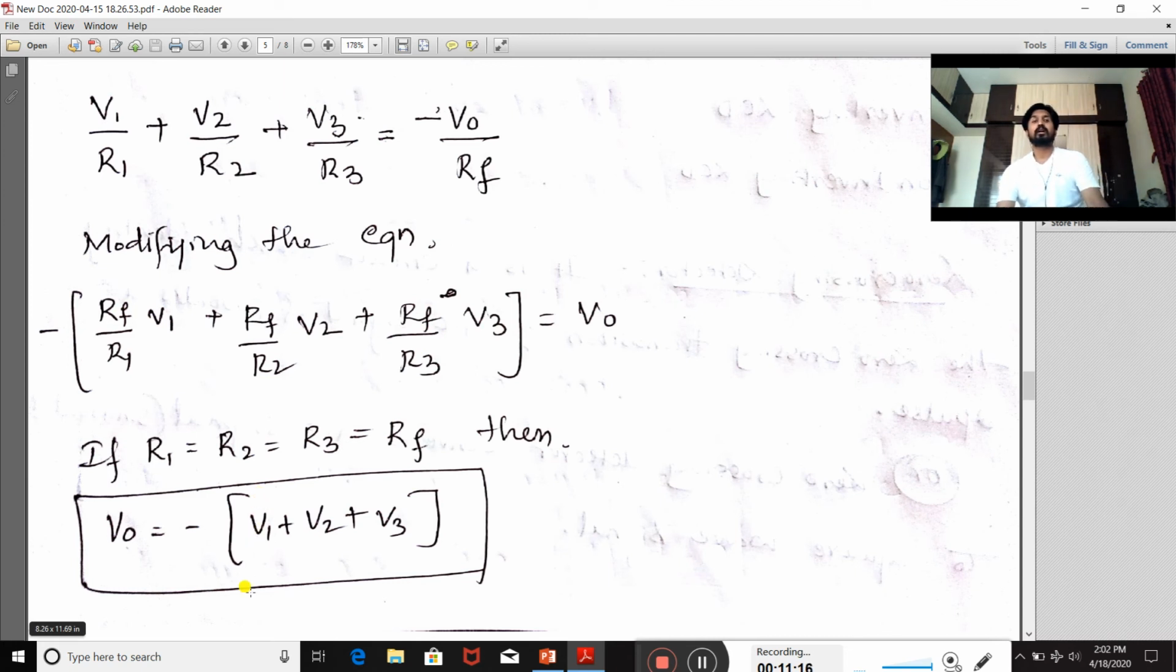That indicates that the circuit is now acting as a scaling amplifier. That means gain will come into the picture. In the initial case it is 1, now it is some other value. At that time it works as an adder cum amplifier, that is a scaling circuit. The same circuit can be used in two ways based on the values of resistors R1, R2, R3 and Rf. If you keep all these resistance values the same, then that circuit acts like an addition circuit.